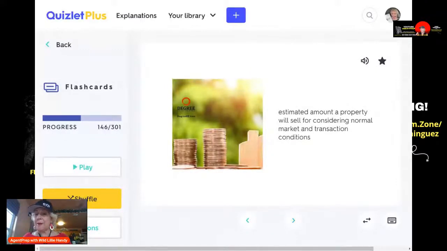So estimated amount a property will sell for considering normal market and transaction conditions, right? Because it all talks about location, location, location, condition, condition, condition, right? And price, price, price is why a property either sells or doesn't sell. Condition, location, price. So what is the estimated amount a property will sell for considering normal market and transaction conditions?